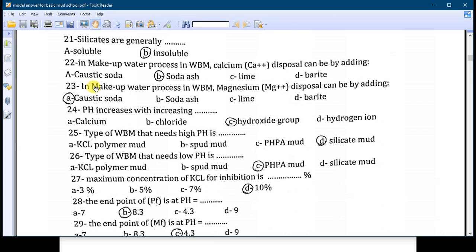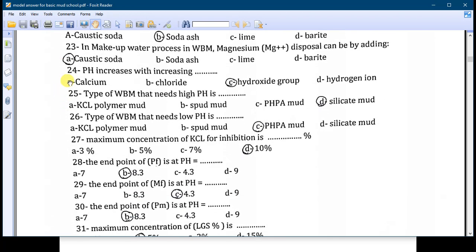Number 23, in makeup water process in water-based mud, the magnesium, Mg2+, disposal can be by adding the caustic soda. The caustic soda, okay, is the right answer. Number 24, pH increases with increasing the hydroxyl group or hydroxide group. So number C is the right answer. The pH increases by adding a hydroxide group.